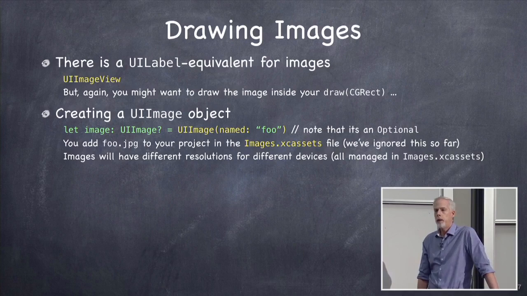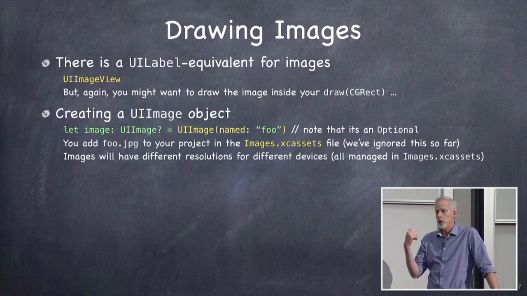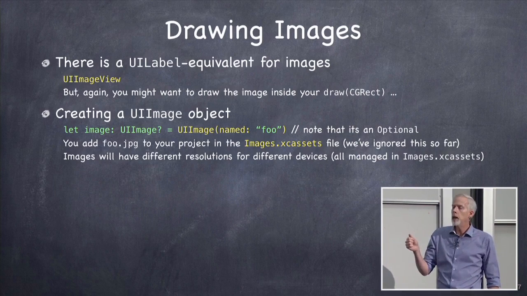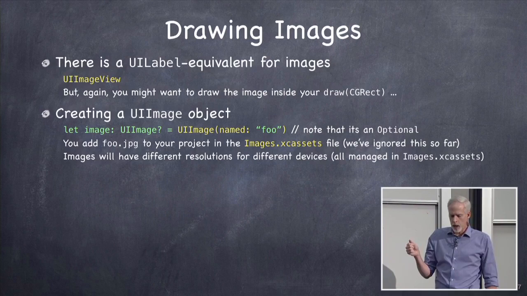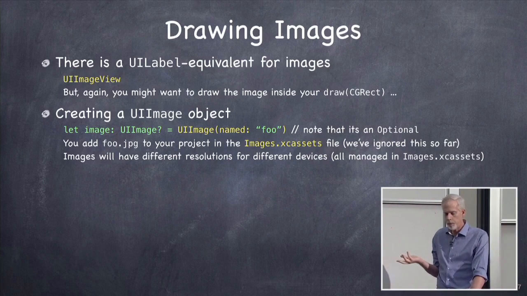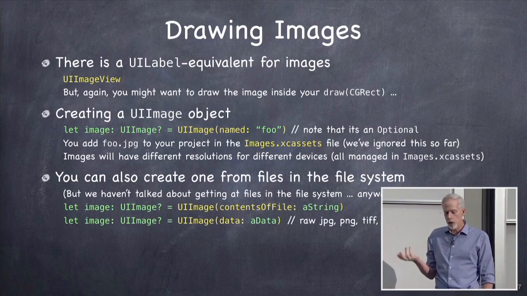And we do that with the UIImage object. I already showed you, when I was talking about failable initializers, how to create a UIImage. You just put it in your XCAssets file in Interface Builder, and then you say UIImage named, and it gets it by name. And if it can't find it, it returns nil. So that's the number one way you're going to get an image into your app, is put it in XCAssets. But there are other ways to do it.